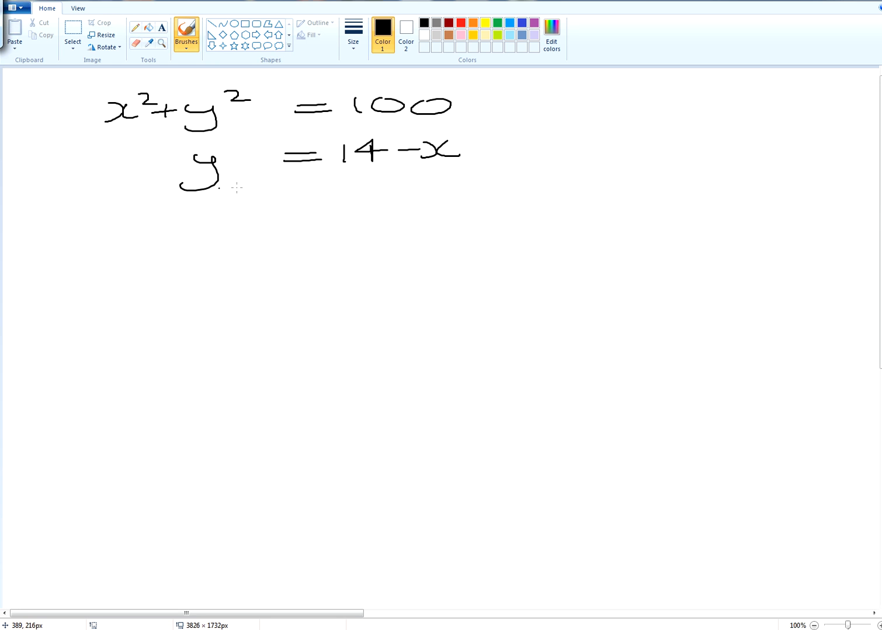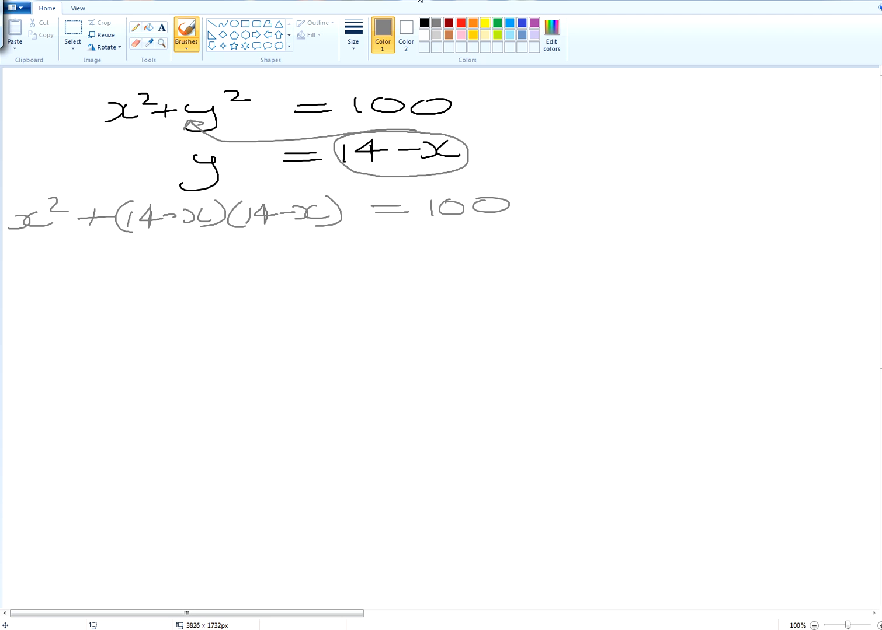The way we solve it is we substitute the linear equation, which is the second one, for the value of y in the first equation. So we have x squared plus y squared, but y has the value of 14 minus x. Squared means it is multiplied by itself, not multiplied by 2, as is a common mistake by students.